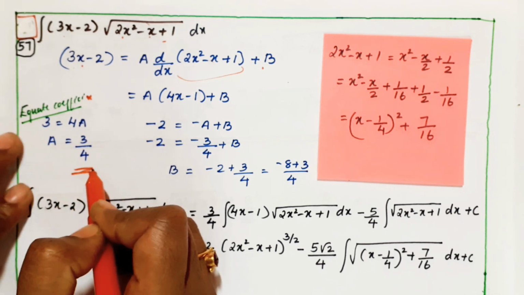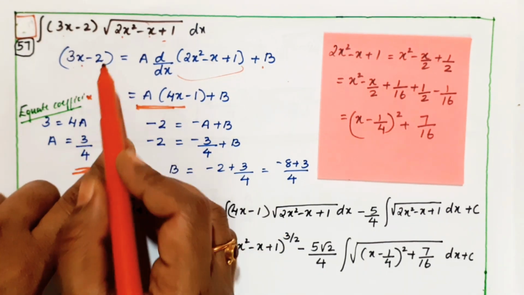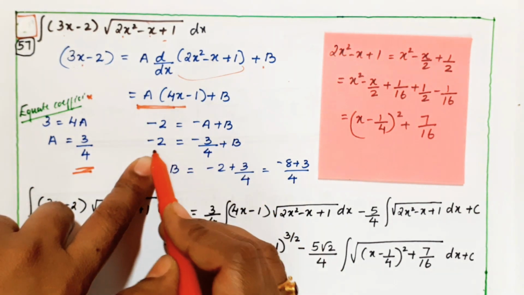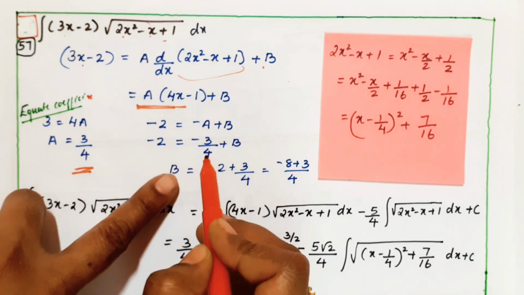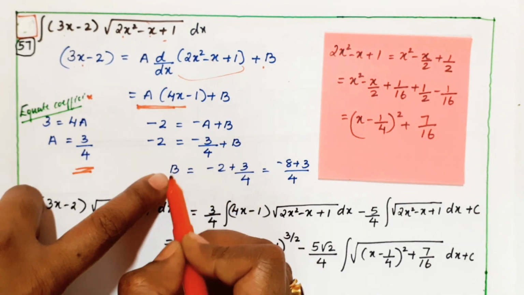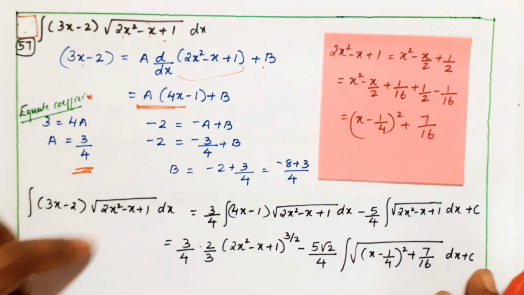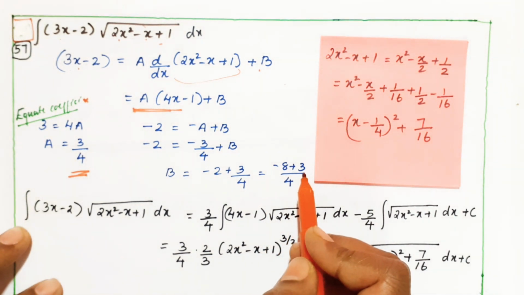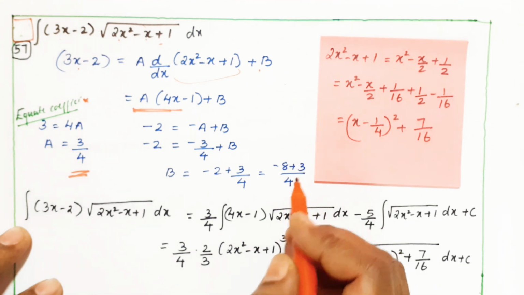We got it. Now, equate the coefficients of constants. How are we doing it? Constant here is minus 2, equals minus a plus b. Minus 2 equals minus a. What is the value of a? 3 by 4. Minus 3 by 4 plus b. Therefore, b equals minus 2 plus 3 by 4, that is equal to minus 8 plus 3 by 4, minus 5 by 4.